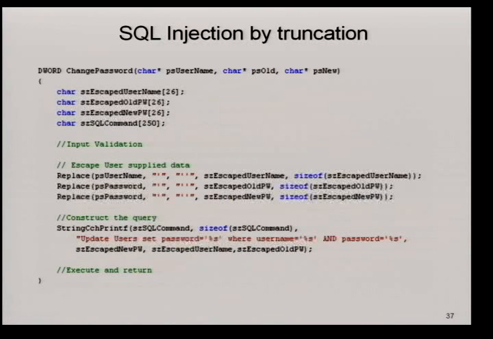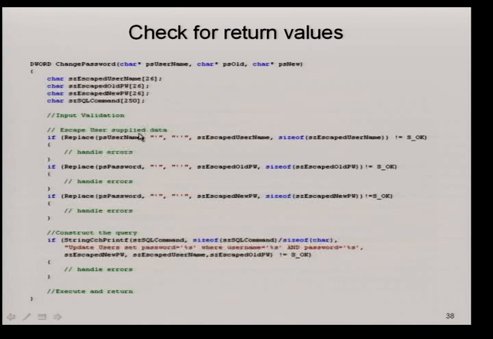This is the C equivalent of the SQL injection by truncation example that we've seen before. I have 3 local variables which do not have enough buffer. If you see here, 26, 26, which are hard-coded. And then this code is not checking for the returned values from the replace function, and it's also not checking the returned value from the string printf. How do you mitigate it? Just check the returned values.